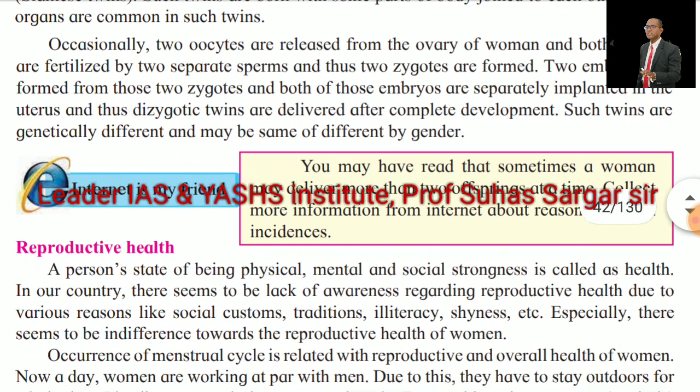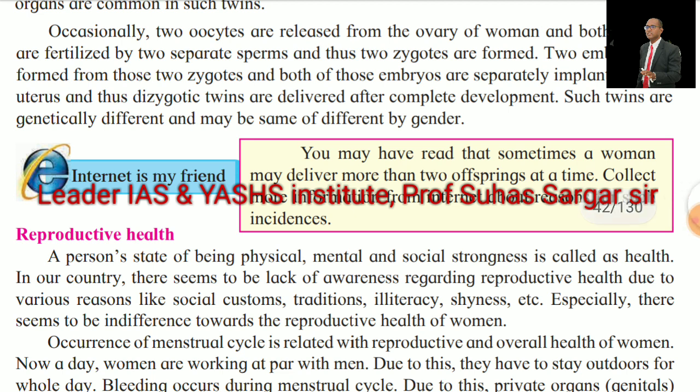Occasionally, two oocytes are released from the ovary of the woman, and both oocytes are fertilized by two separate sperm, and thus two zygotes are formed. Two embryos are formed from those two zygotes, and both of these embryos are separately implanted in the uterus, and thus dizygotic twins are delivered after complete development. Such twins are genetically different, and many of them differ by gender.